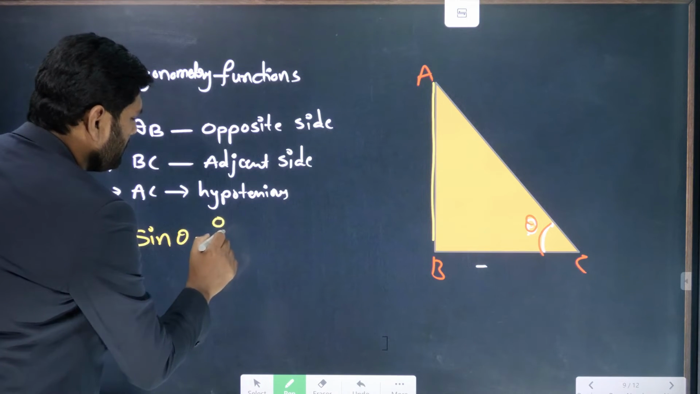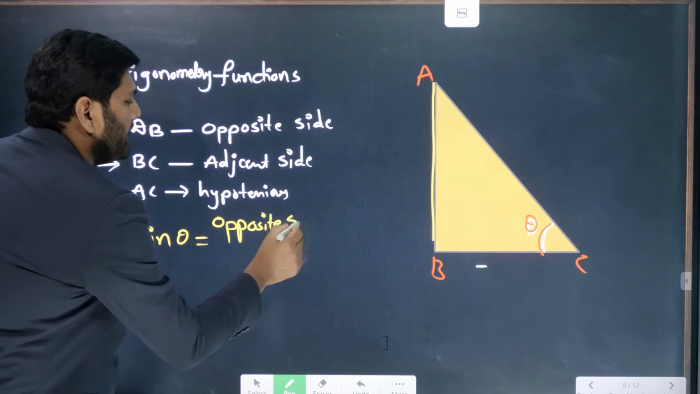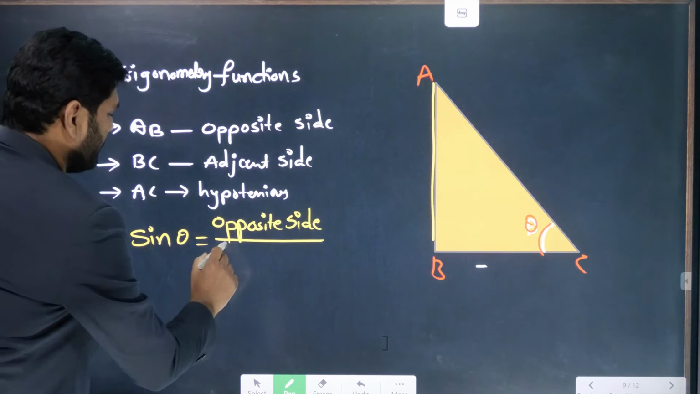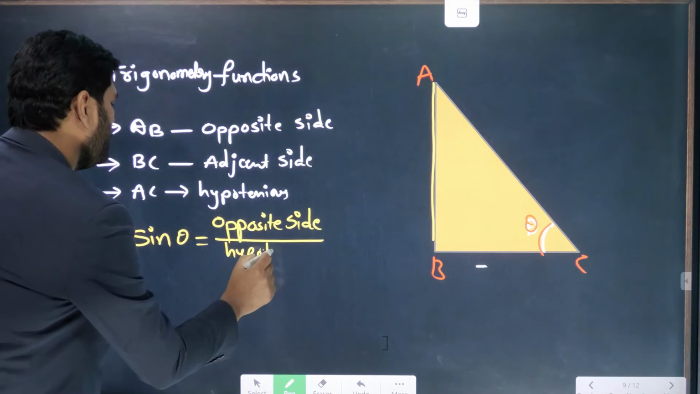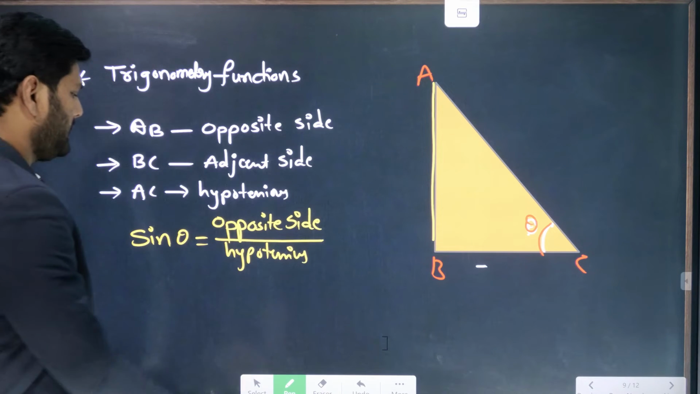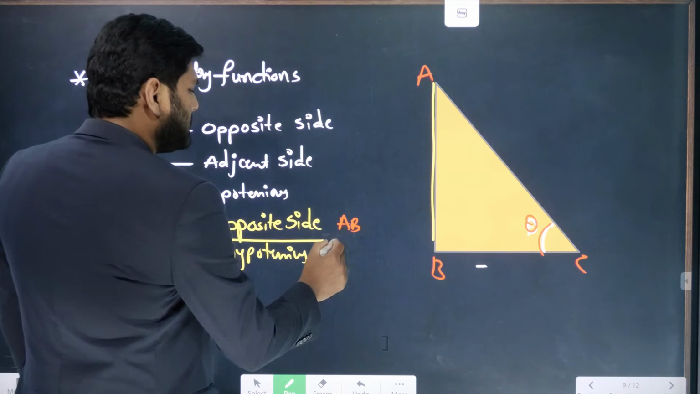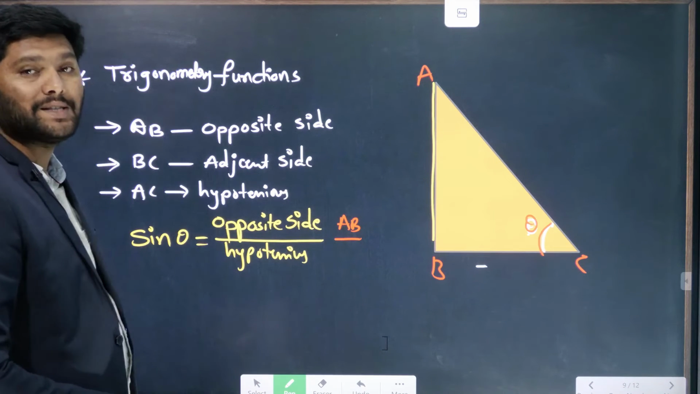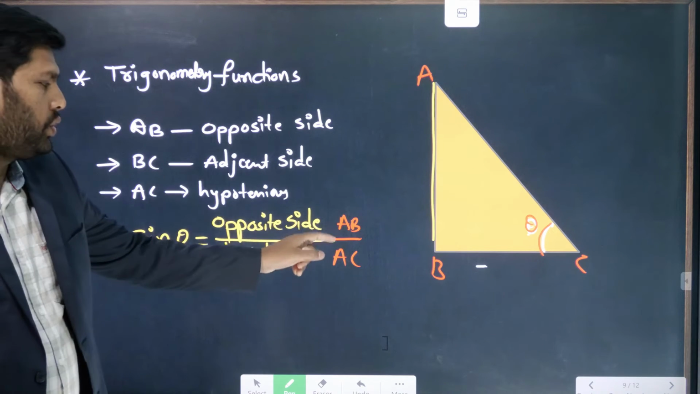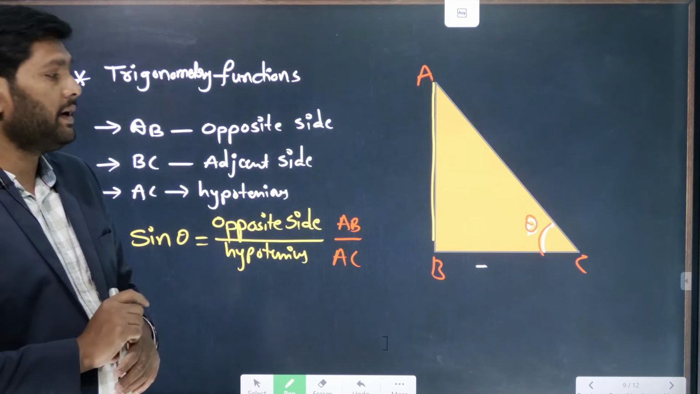First of all, write down the formula: opposite side upon hypotenuse. In this case the opposite side is AB, and the hypotenuse is AC. So simply sine theta is equal to AB by AC. This is the formula. This is one trigonometric function.